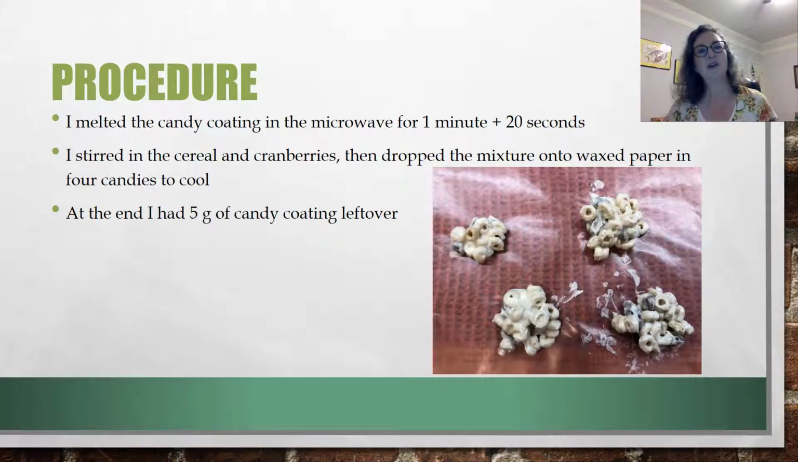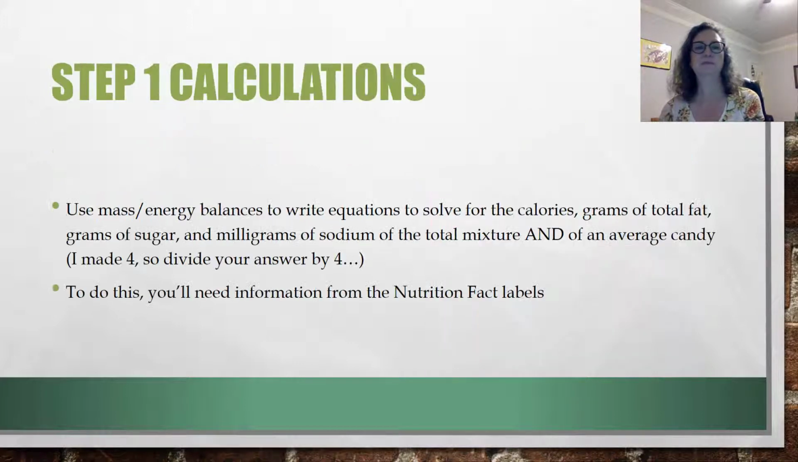Then I took the candy coating, I melted it in the microwave for 1 minute, and then it wasn't quite melted, so another 20 seconds. I stirred in all of the cereal and all of the cranberries, and then dropped the mixture onto waxed paper in 4 different clumps, and then allowed the candy to cool. At the end, I did have leftover candy coating in my cup, so I had 5 grams of candy coating that was not used. So subtract that out from the mass I had earlier. Okay, so there's our candies that we made.